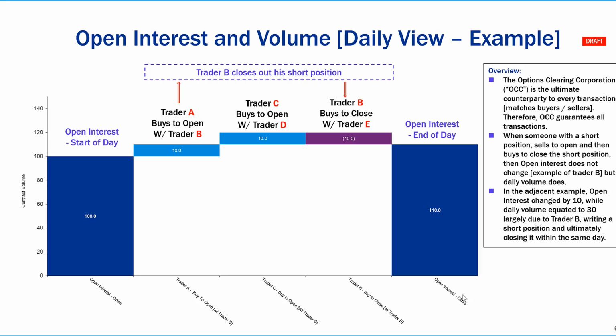Then trader B, which was the seller, doesn't want to keep that contract that they had. So what they do is they buy to close with trader E, which is another trader. So in this scenario, that's a transaction. So there are 30 transactions here, but the volume only changed by 10 because the first transaction, which is trader A buys to open, is canceled with trader B buying to close with trader E. So in this scenario, the open interest goes from 100 to 110.